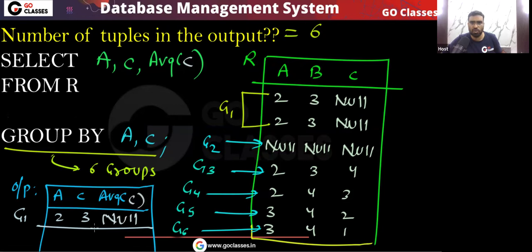Clear? So 2, 3, null. What about group B? For group B, what will happen? That will be null, null, null, null, null. Okay, like this. Group C, group 3, and so on. Okay, so total 6 groups will be there.